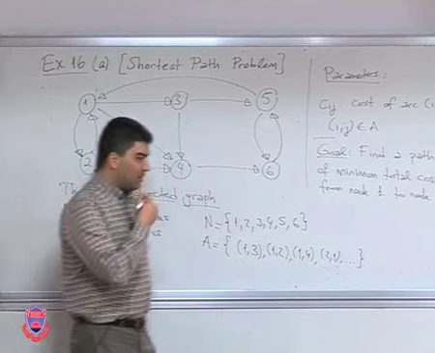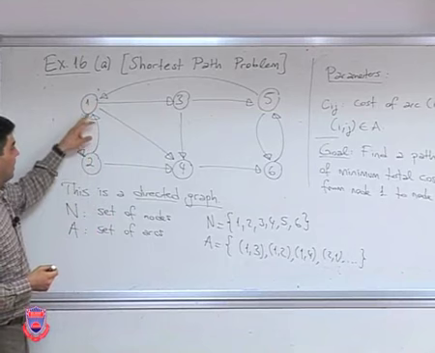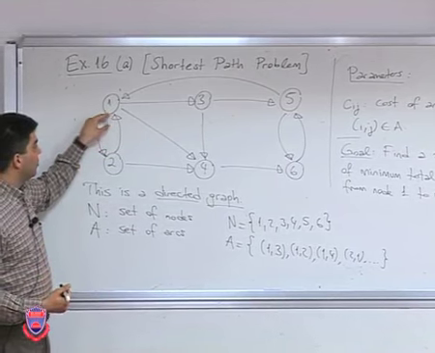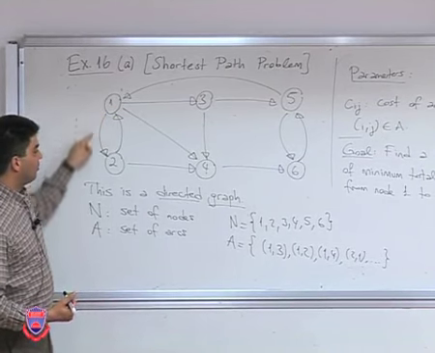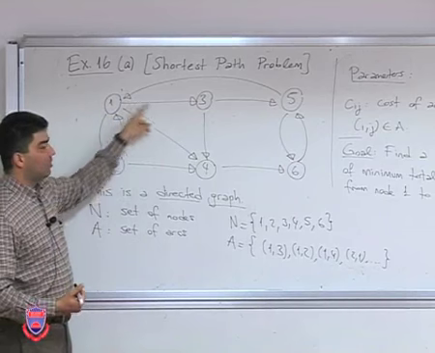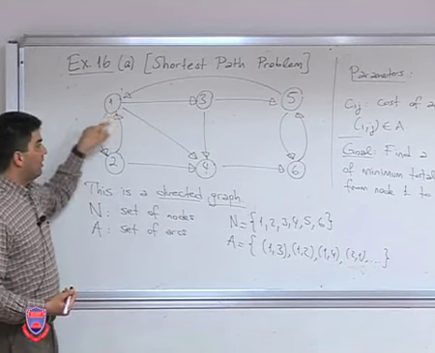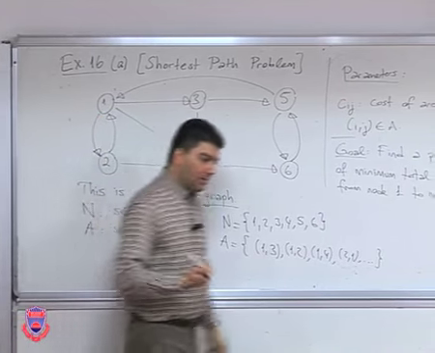Let me start with the original node. Right now I'm at node 1, and I have to get out of node 1. This is my starting point. So at node 1, I have to take one of these flights. I need to take either the flight from 1 to 2, or 1 to 4, or 1 to 3. Why is that? Because right now I'm at this airport, and these are the only flights that I can take. So how can I write this as a constraint?